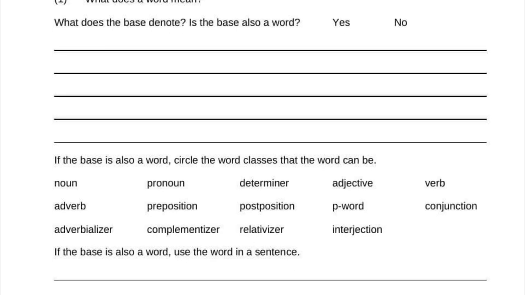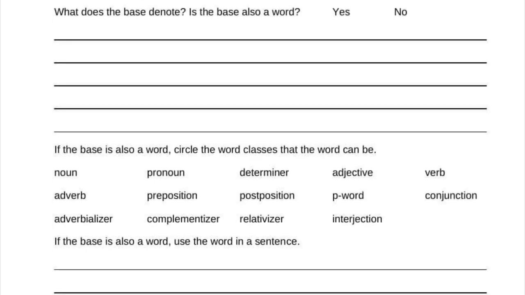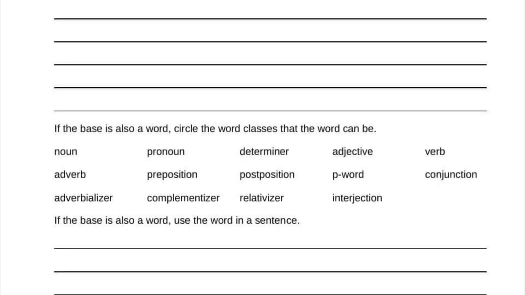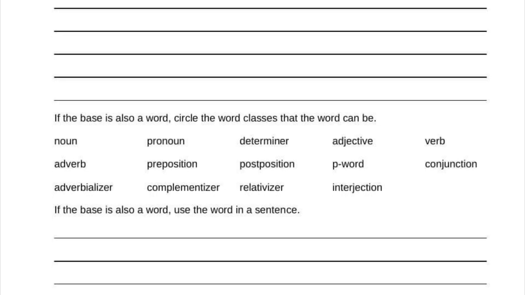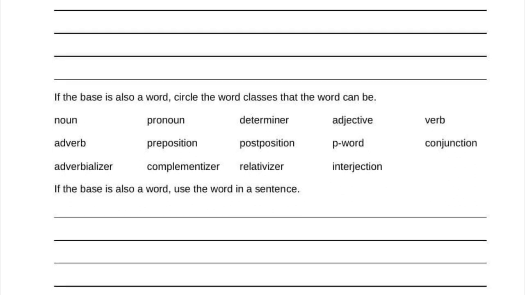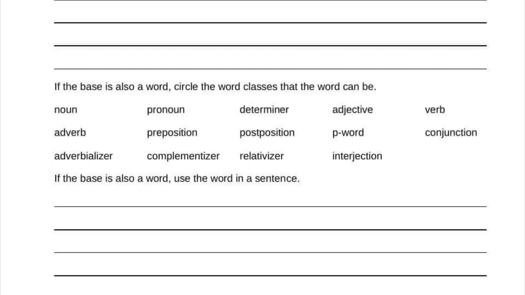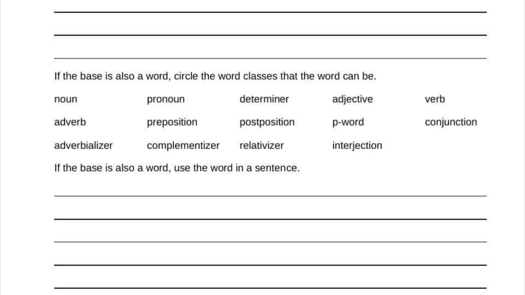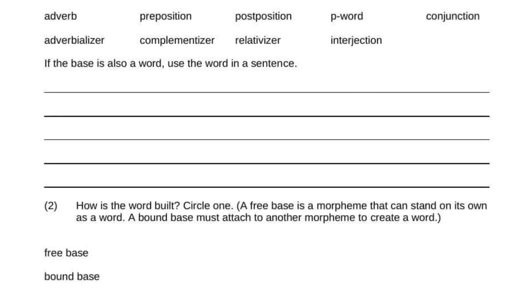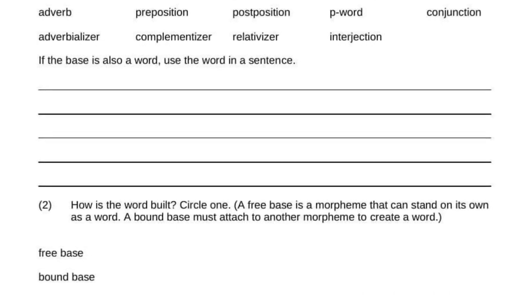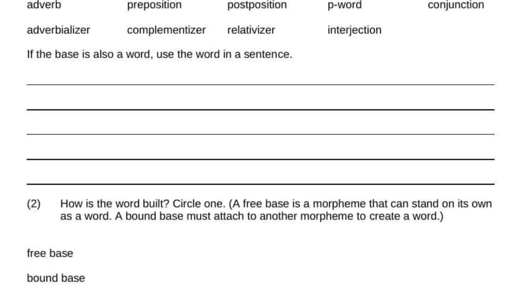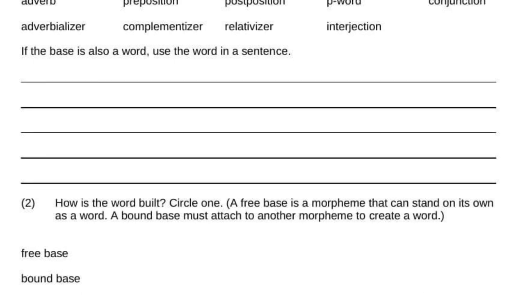Activity 1 answers the question, what does a word mean? The questions explore the denotation or meaning of the base. If the base is a free base, the student determines the word class or classes of the word and uses the word in context. The first activity reminds the student that the primary function of English spelling is to express meaning. Activity 2 answers the question, how is the word built? The student determines whether the word is a free base or a bound base. Understanding that words consist of morphemes is essential to understanding the English spelling system.